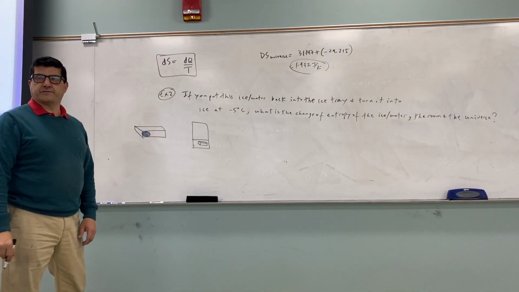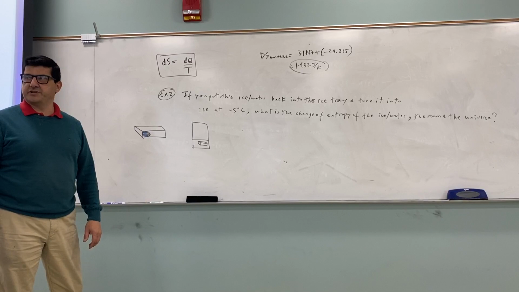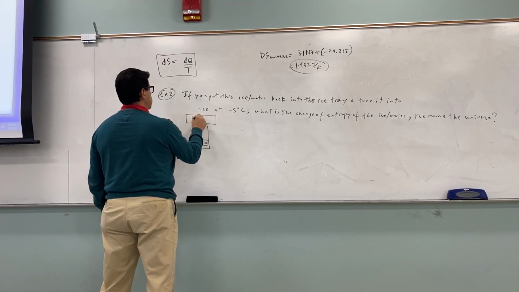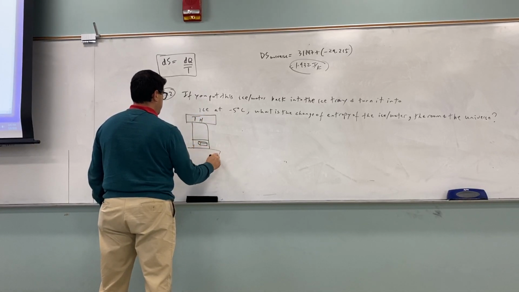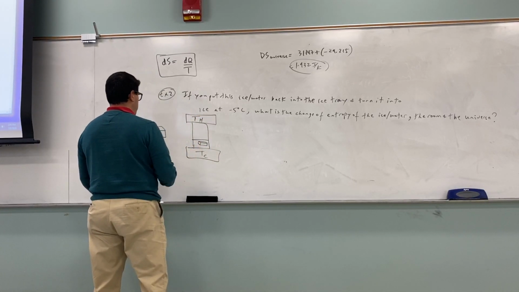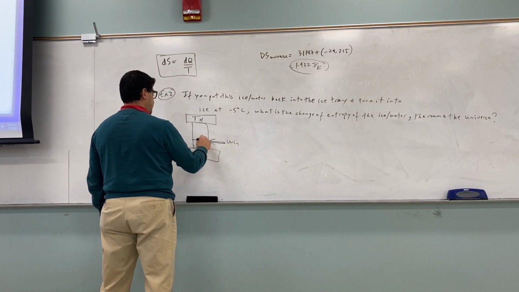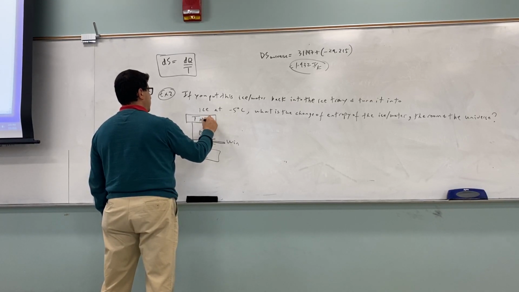Okay, so how does a fridge work? Remember, a fridge is the opposite of a heat engine. So you have T hot, T cold. You put work in. You suck out heat from the cold, and then you dump heat to the hot.